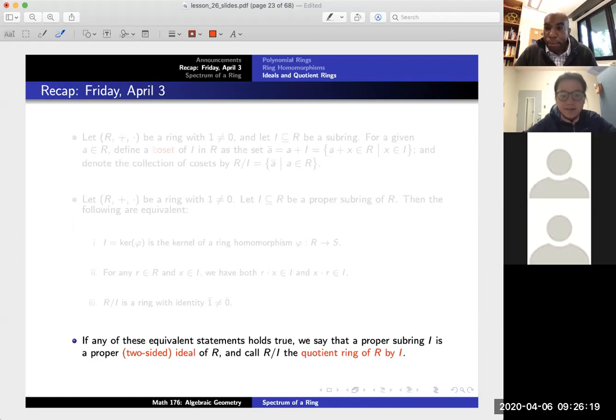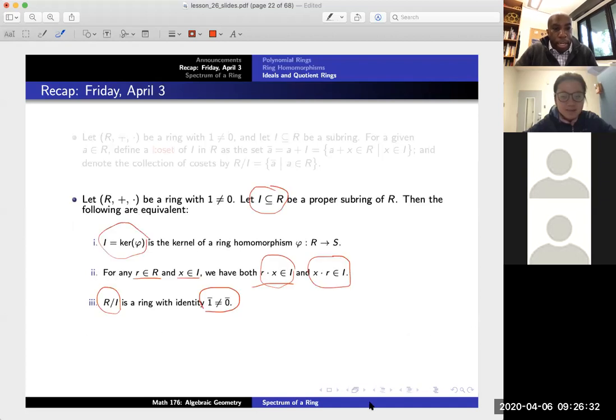Sorry to interrupt. I have a question. Sure. So what's the difference between an ideal and just a proper subring? This property here, I need to make sure that this here is happening with the products. Yeah, okay. But like property 3 is... okay. So if I is just a subring, R over I might not be a ring. Is that...? That's exactly right.